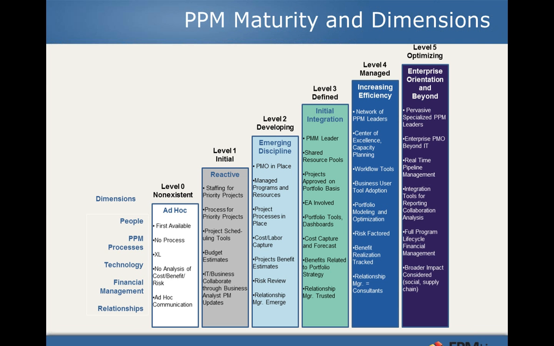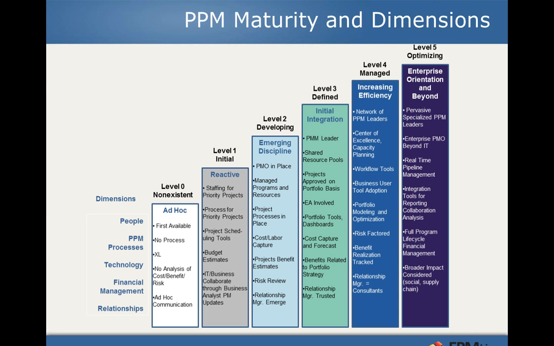Level 0 is defined as totally non-existent PPM maturity, and it's totally ad hoc in its nature. Level 1 is called reactive. Level 2, in a more developing state, is called emerging discipline. Level 3, in a more defined state or level of maturity, is called initial integration. The managed, or level 4, is called increasing efficiency. And then level 5, optimizing, is really about enterprise orientation and beyond of a PPM maturity and a PPM process. We'll talk about these in a little more detail.